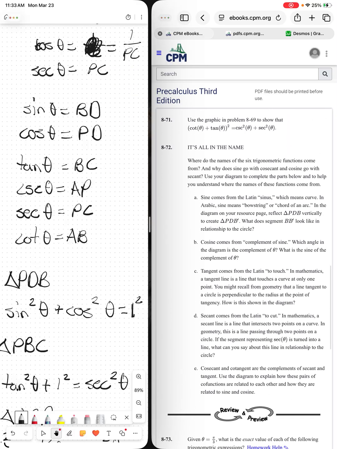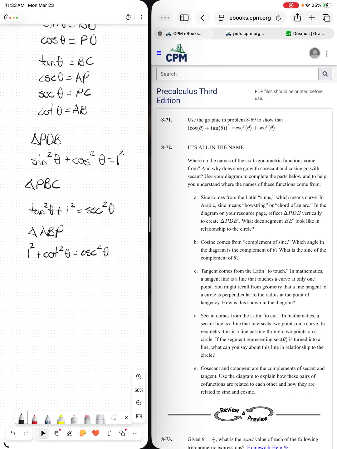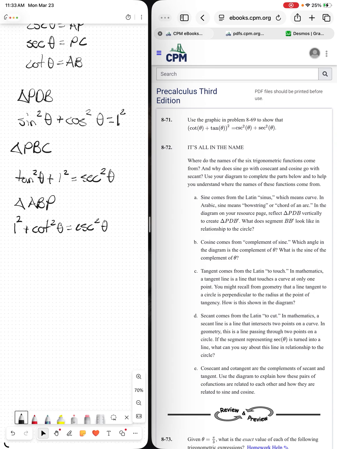The last thing here says it's all in the name. Where did the 6 trig functions come from, and why does sine go with cosecant, cosine go with secant? Sine comes from the Latin sinus, which means curve. In the Arabic, sine means bowstring or the chord of an arc. In the diagram, reflect PDB vertically. If you reflect it vertically, you have this triangle, which makes this look like a bow and arrow. That's where it came from.